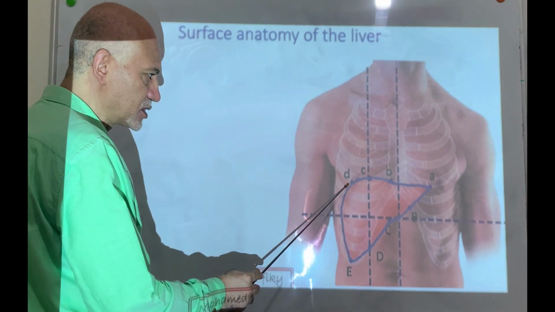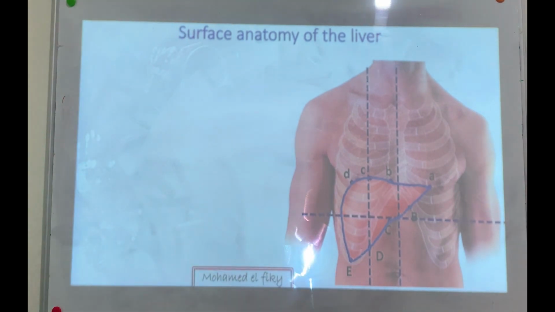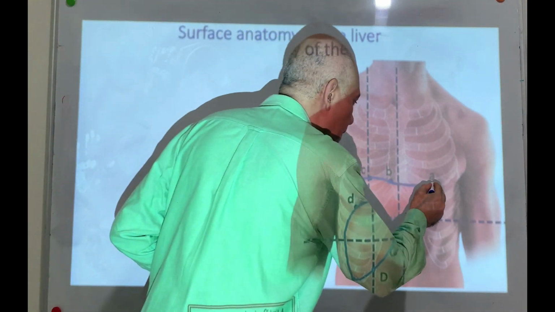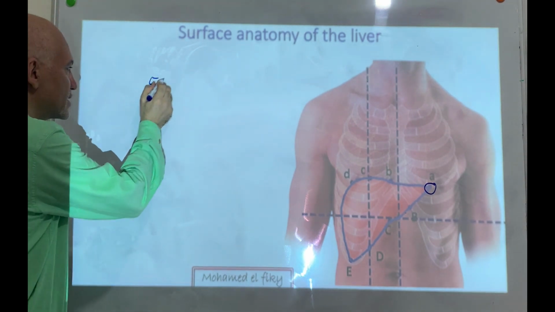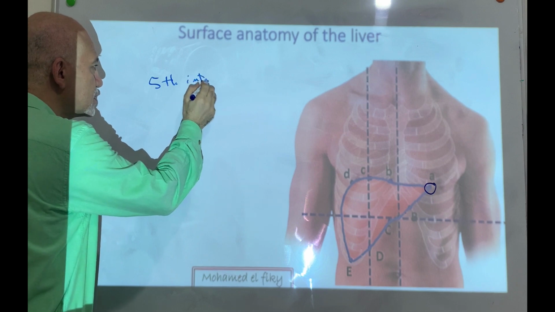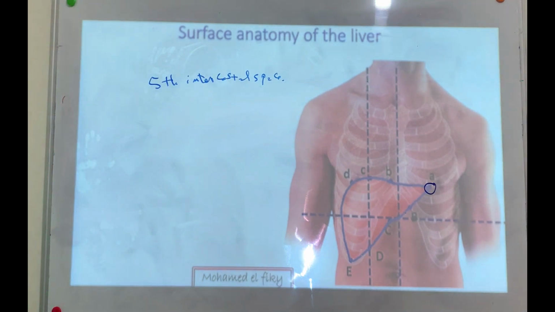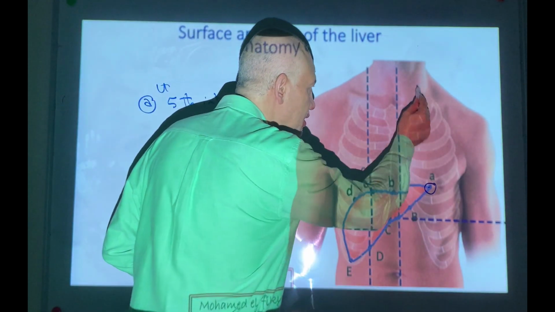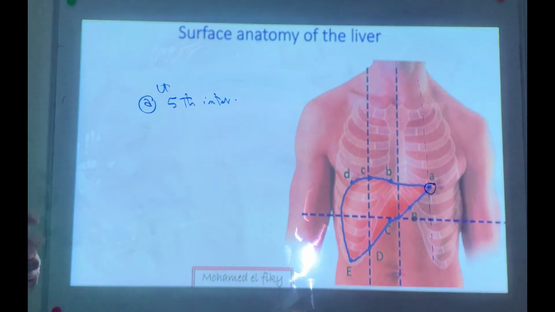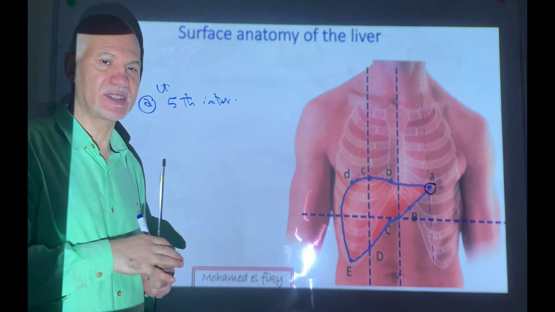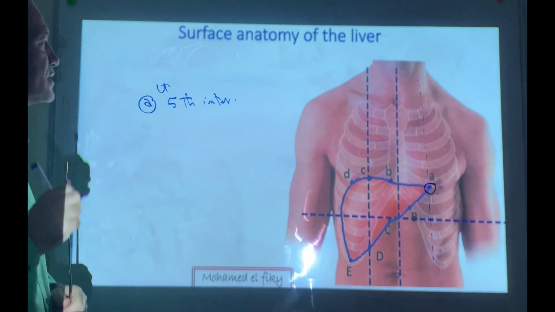The upper border of the liver has points A, B, C, D. Point A is present in the fifth intercostal space, at the left midclavicular line. Actually, this is the point of the apex of the heart. The apex of the heart above and the liver below are separated by the diaphragm. This is point A.